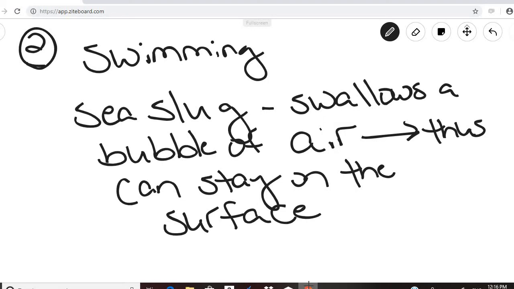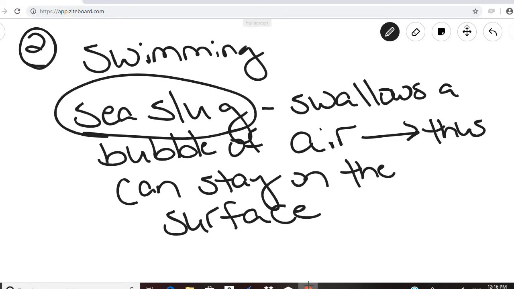The interesting thing about this sea slug is that they actually will eat prey that sting, and then when they eat that prey, they actually incorporate into themselves some of the stinging cells, so that then they have protection from other organisms as well.